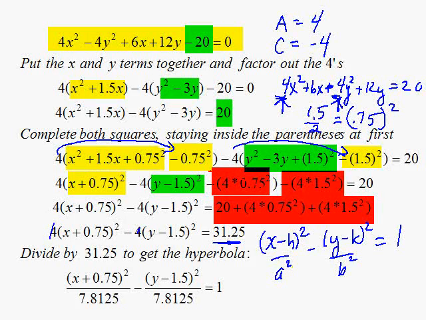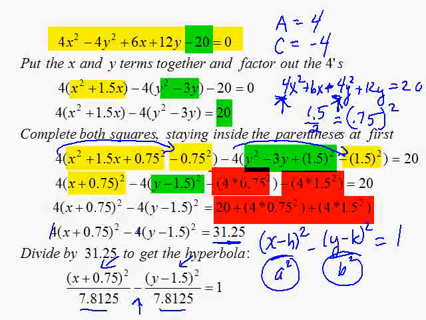So you can see that this is a hyperbola. You can pick off the center here. This would be minus 0.75 and 1.5 in y for the center. And now you have the dimensions of the hyperbola. A squared is 7.8125, and in this case, b squared is the same. And the negative sign remains here. It's a hyperbola that opens to the right and left.